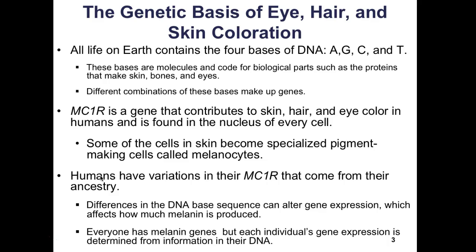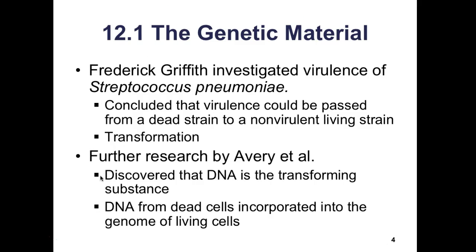So the differences in the DNA base sequence can alter gene expression, which affects how much melanin is going to be produced. Everyone has melanin genes, but each individual's gene expression is determined from the information in their DNA. And when we talk about that gene expression, we're looking at the phenotype, essentially.